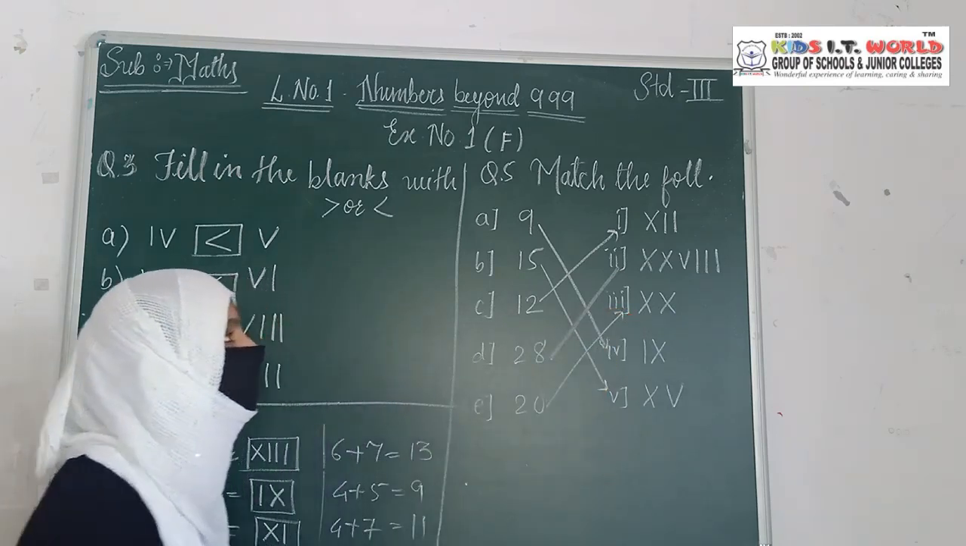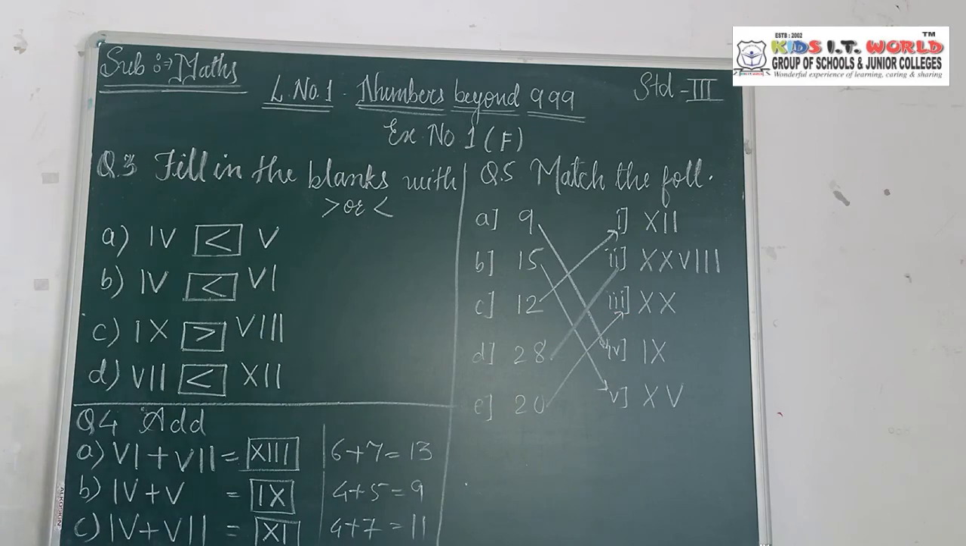In this way, you have to match the following, from the very big numbers to the Roman numerals. Thank you, students. In this way, you have to find the Roman numerals, you have to compare the Roman numerals, and you have to add the Roman numerals.